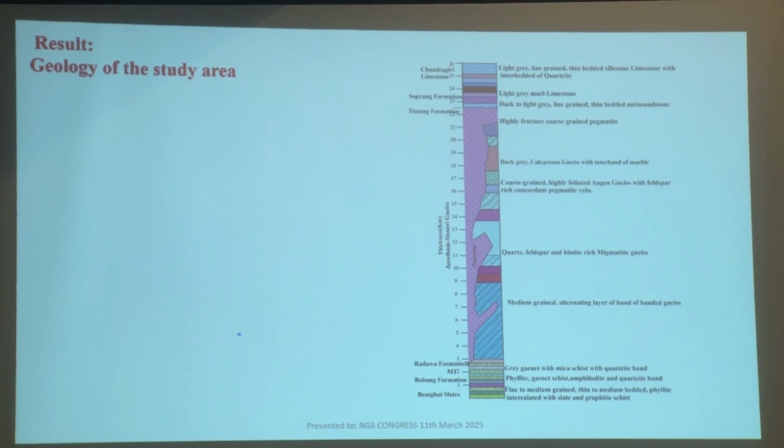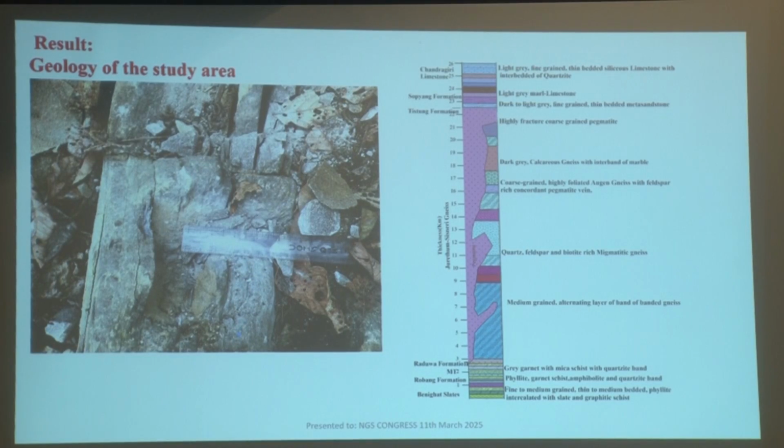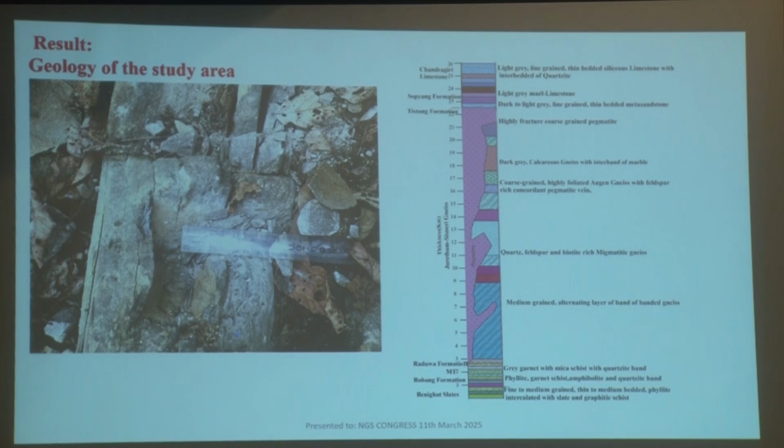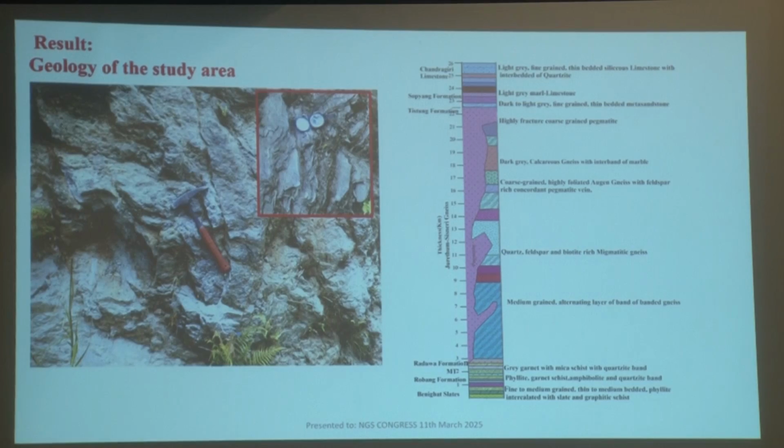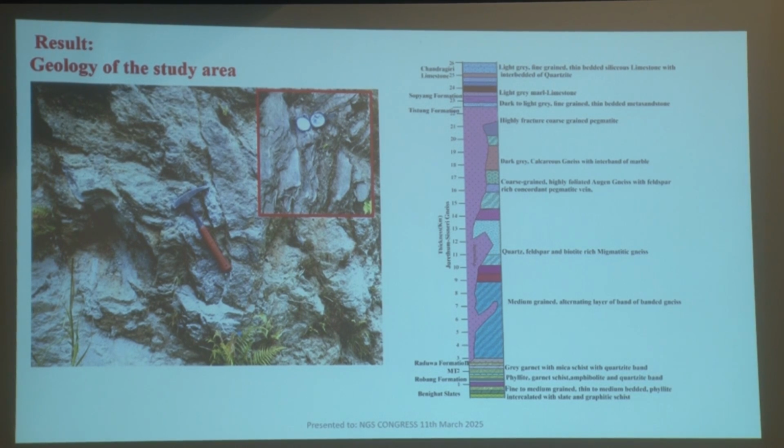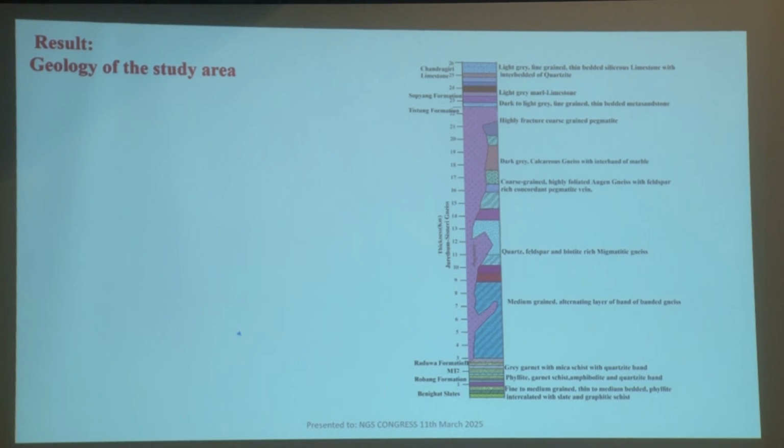And this photograph shows the grey amphibolite, which is found in the Robang Formation and consists of phyllite, garnet schist, amphibolite, and quartzite band in the upper portion of the study area. This photograph shows the garnetiferous schist of the Robang Formation. In this formation, quartzite band is also found in the upper portion.